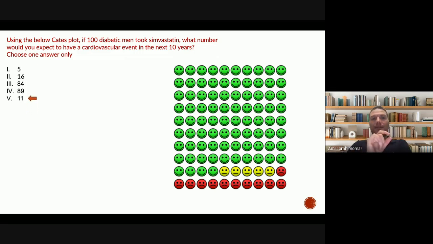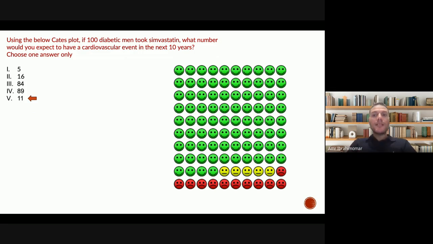Let's twist the case and I will add only one word. If 100 diabetic men didn't take statin, I just added "didn't". None of them took statin. How many people will have a cardiovascular event over the next 10 years? All of them. We didn't give anyone a statin. How many will have a cardiovascular event?